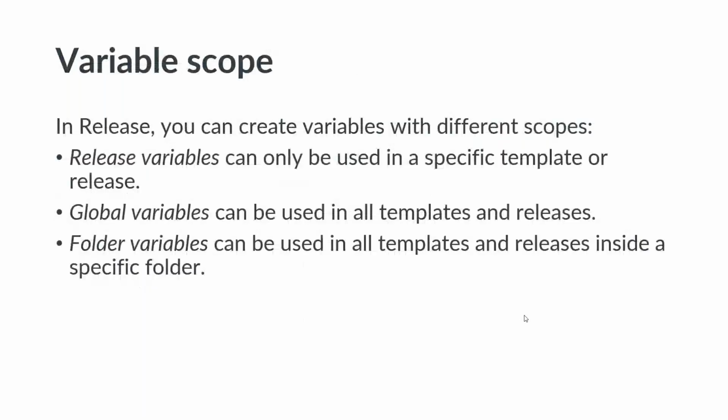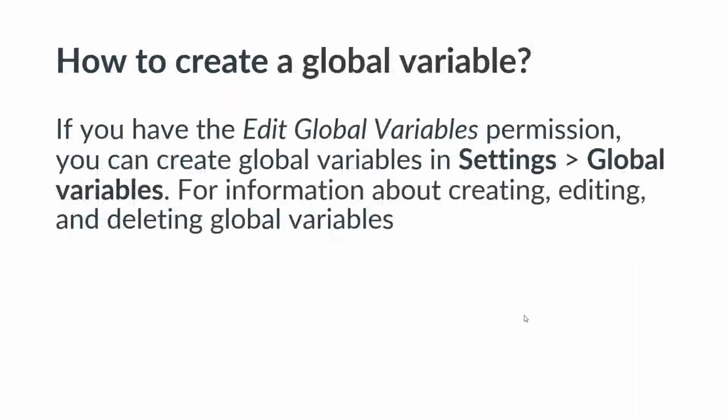But again, variable scope. We have multiple different scopes of variables. That means, let's say if you declare the variable in a release, that variable will only be used in that specific template and release. You can also declare a global variable, which is used for all templates and releases. And there's one more variable which you can declare at the folder level. Folder level variables will be used for all the templates and releases in that specific folder. Okay, so that is the thing.